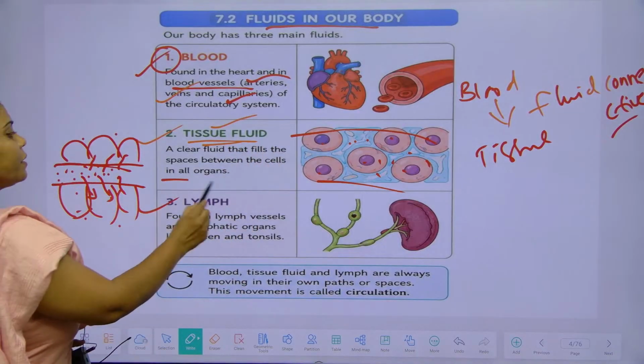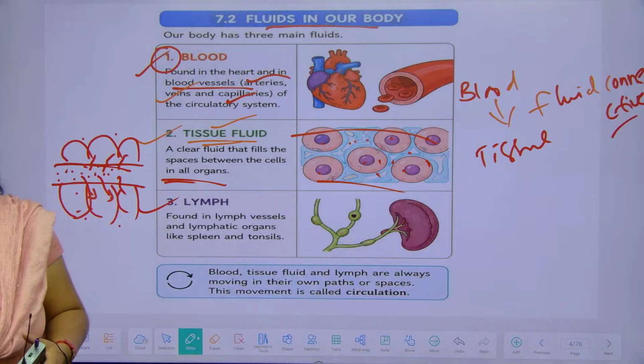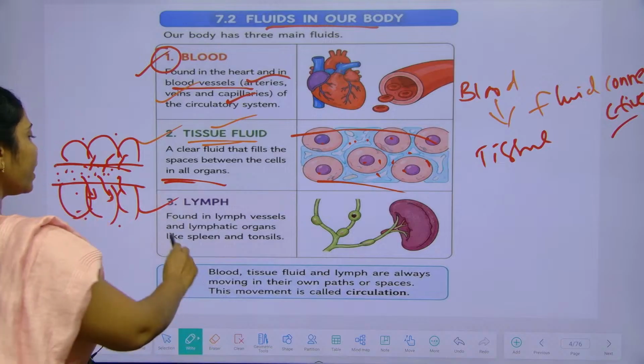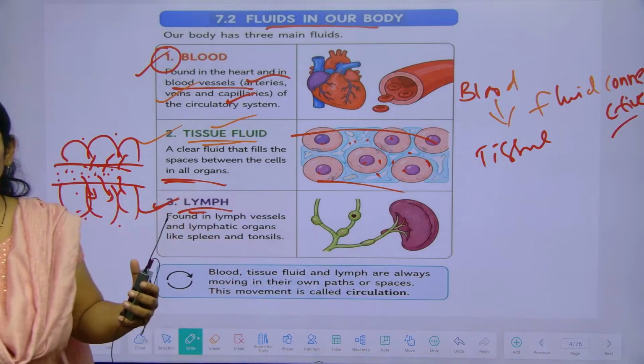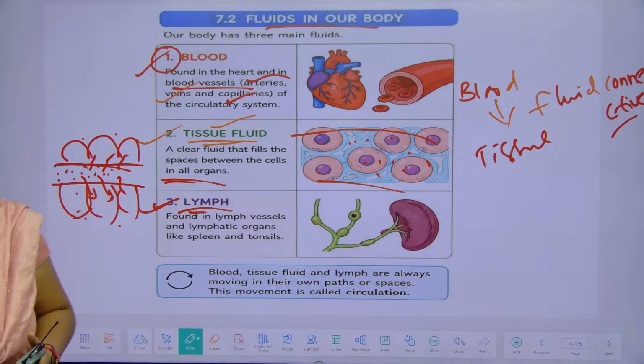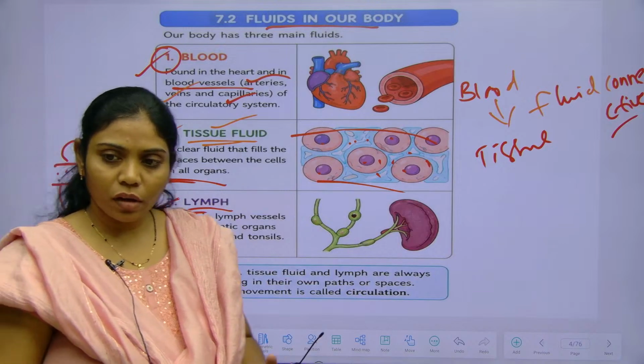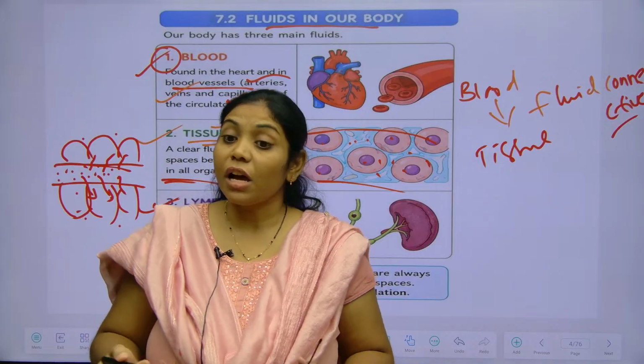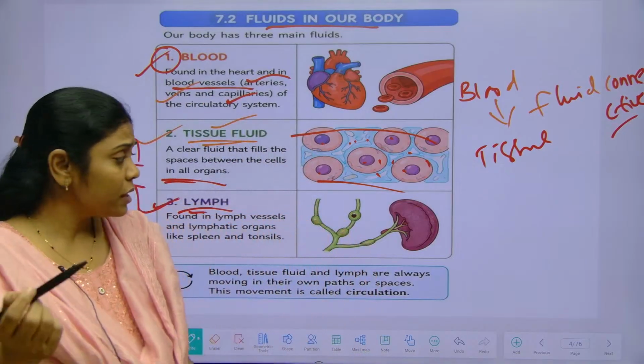So where is it present? Between the cells and different organs, okay. Coming to one more fluid, that is lymph. So what is lymph? Let us see how this lymph is formed, it is so simple.